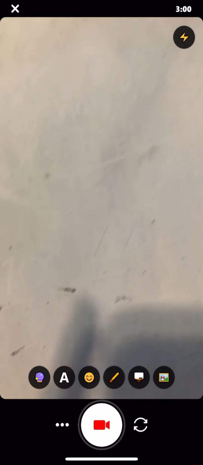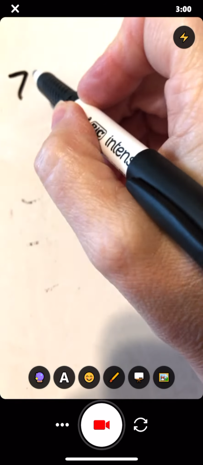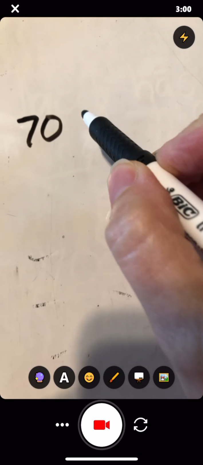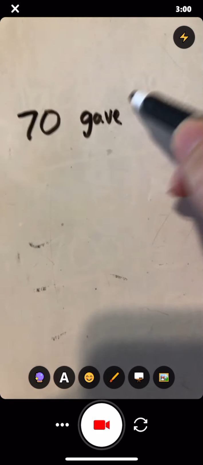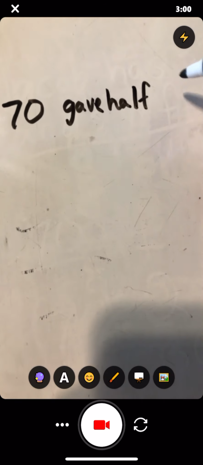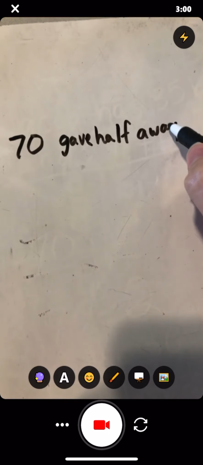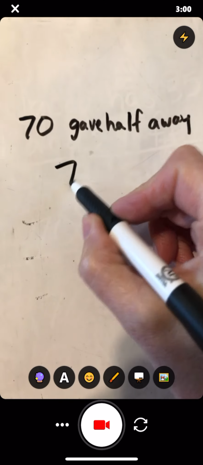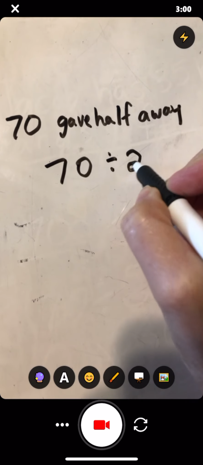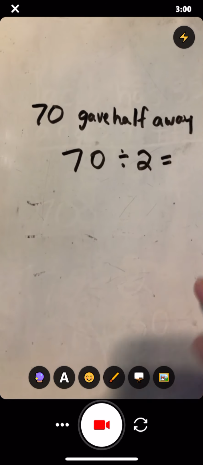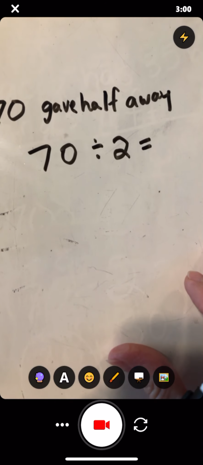So again, the problem for that week says Jacob has 70 baseball cards. He gave half of them to his brother Sammy. How many baseball cards does Jacob have left? So I know that he has 70. And he gave half of them to his brother, gave half away. So we have to figure out exactly half of 70. So if you know division, you could write the equation 70 divided by 2, but that's not something we've learned in the second grade yet. So you need to figure out what half of 70 is.